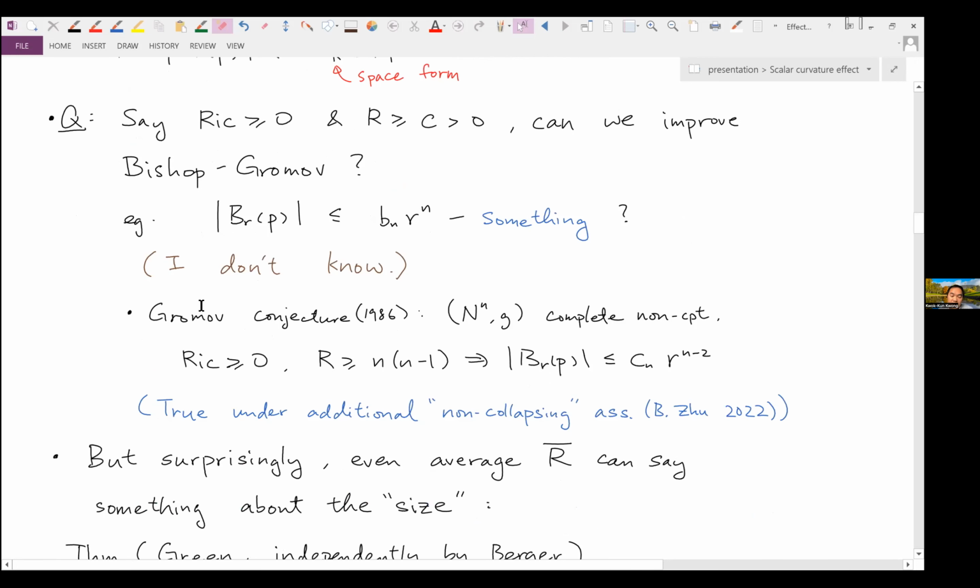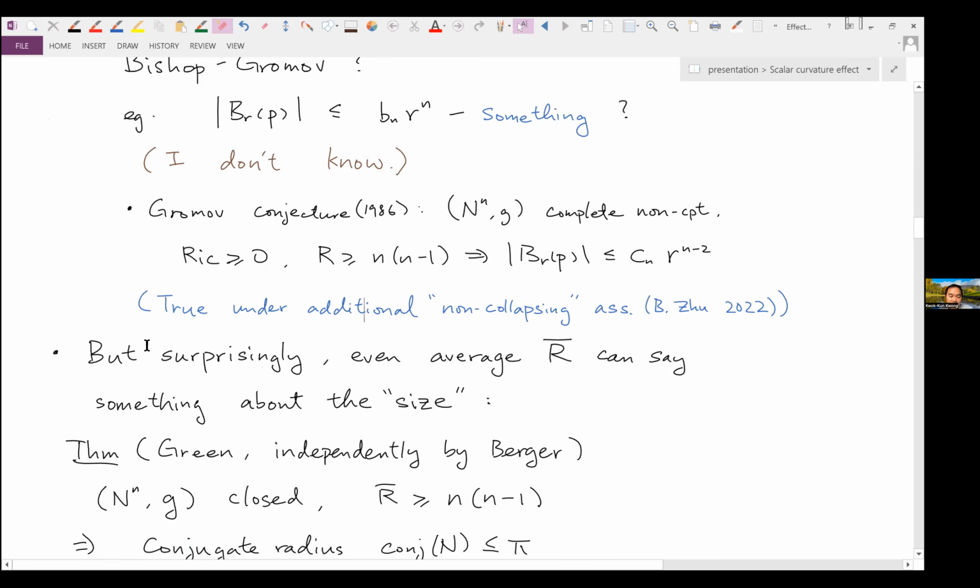And that's another famous conjecture by Gromov, which says that if M is complete non-compact with non-negative Ricci curvature, and suppose the scalar curvature has a positive lower bound, then the volume growth is at most of the order R to the power n-2. This is still open, but there's some work quite recently by Bo Zhu under some non-collapsing assumptions on volume. He is able to prove this kind of theorem, but this is about non-compact manifolds and about the volume growth rate of the balls.